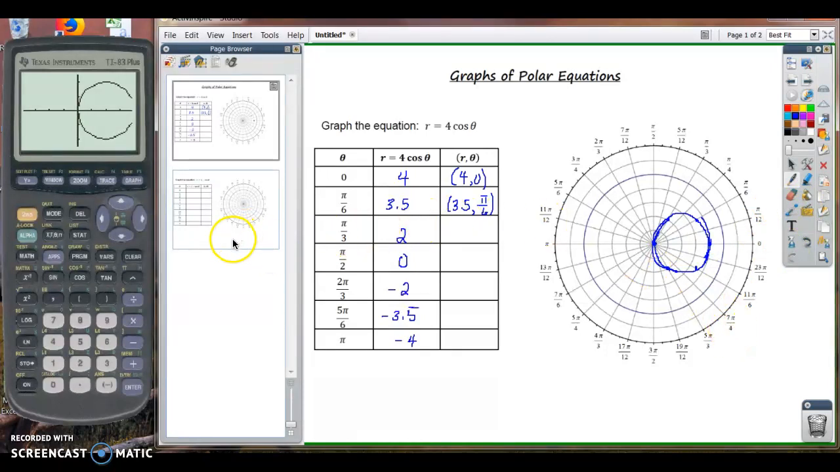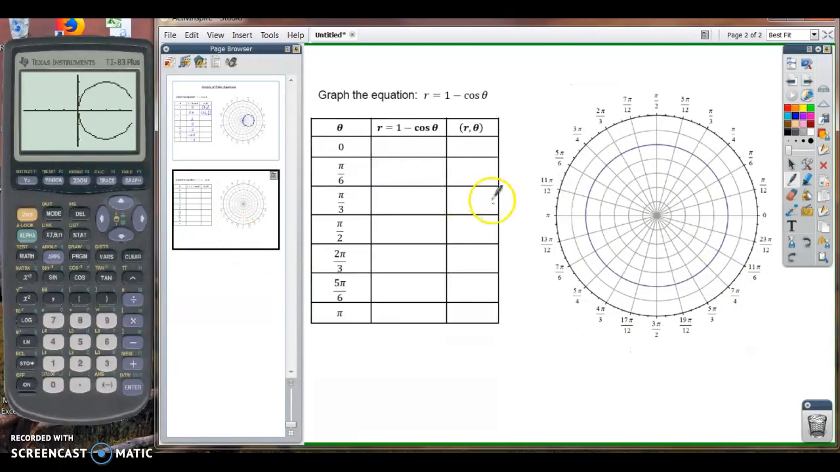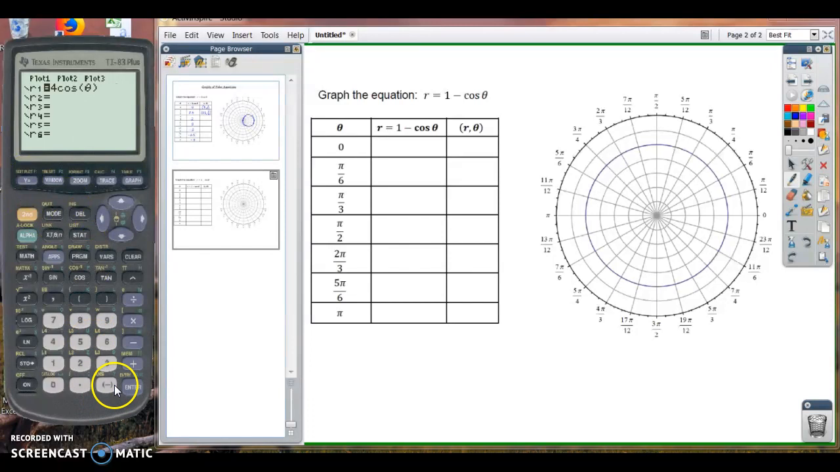Okay, we'll do one more. This next one is the equation r equals 1 minus cosine theta. So I'm going to go back to my calculator. Now that my calculator has all the right settings, all I have to do is go in and change the equation. So I'm going to change this to 1 minus cosine theta. And we can take a look at the graph to get an idea of what it will look like.